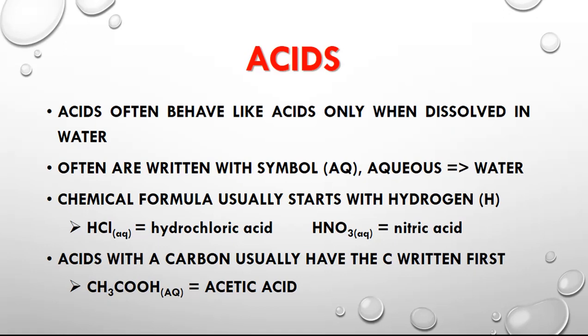The chemical formula usually starts with hydrogen. For example, hydrochloric acid is HCl, and nitric acid is HNO sub 3. Acids with a carbon usually have the C written first, so you have the chemical formula of acetic acid, CH sub 3 COOH.